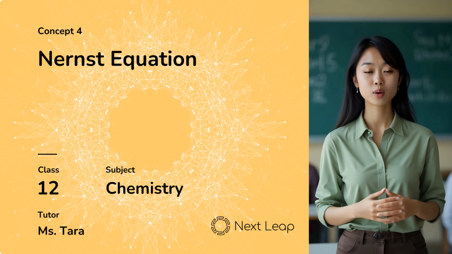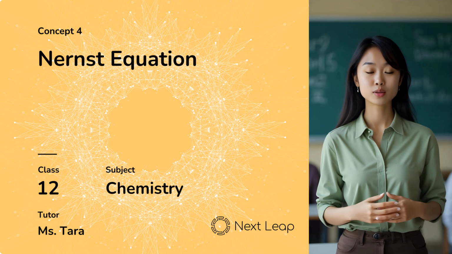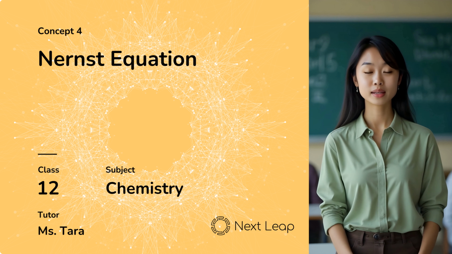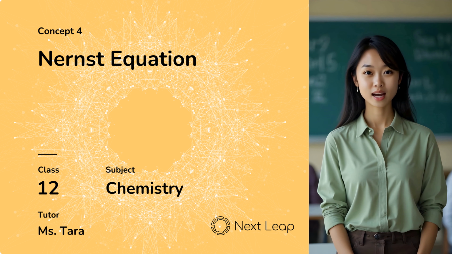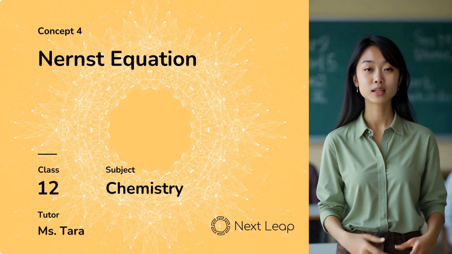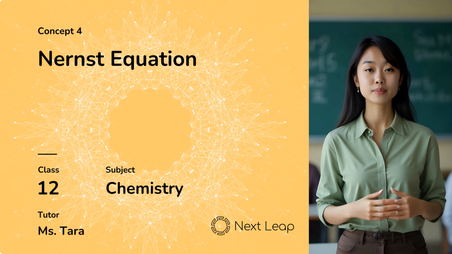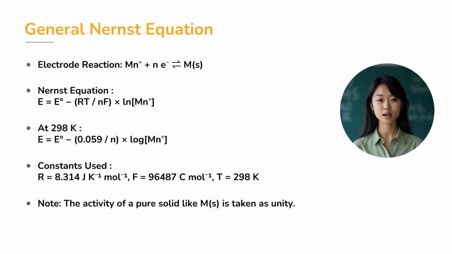This is exactly why Nernst gave us a formula to bridge the gap between ideal and real conditions. This equation helps us determine the actual electrode potential when concentrations deviate from standard. Let's get into the heart of it, the Nernst equation.